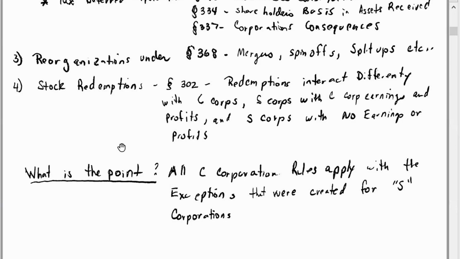Okay, let's see. All C corporation. Redemptions interact differently with S corps, differently with C corps, S corps with C corps earnings and profits, and S corps with no earnings and profits. All that's true. It's way too complicated. Just know that it's true. All corporation rules apply with the exception that were created for. We've already talked about that.